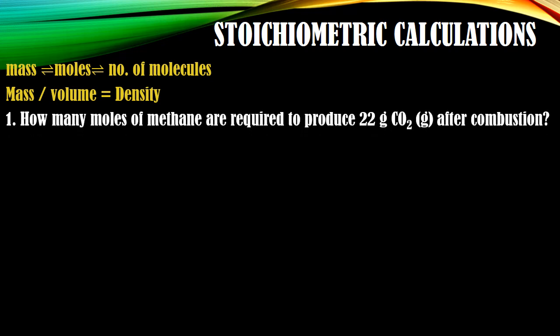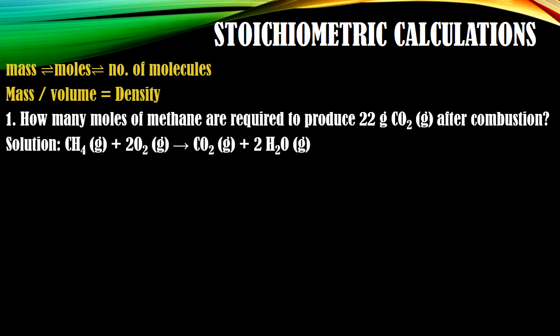Let's take an example. How many moles of methane are required to produce 22 grams of carbon dioxide after combustion? Whenever you have a question based on stoichiometric calculations, the first thing you have to do is write a balanced chemical equation. If your chemical equation is not balanced, then your calculations will be wrong. So this is combustion of methane. Methane is undergoing combustion. So this is our balanced equation.